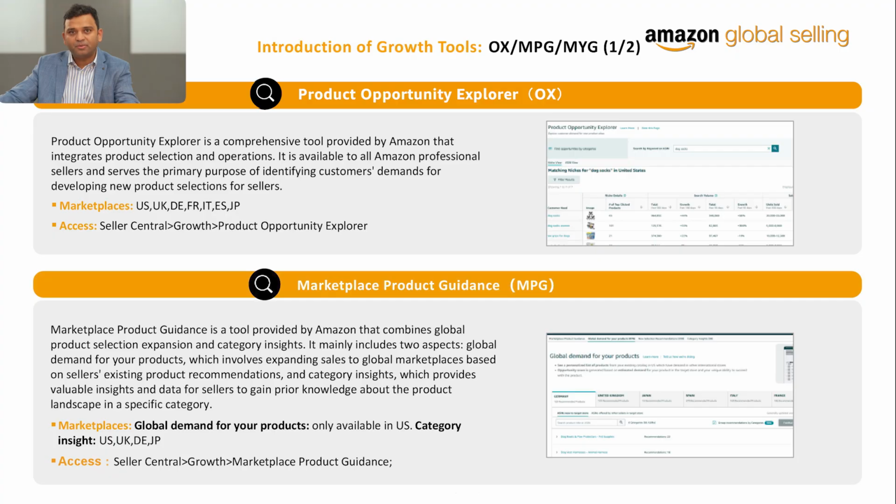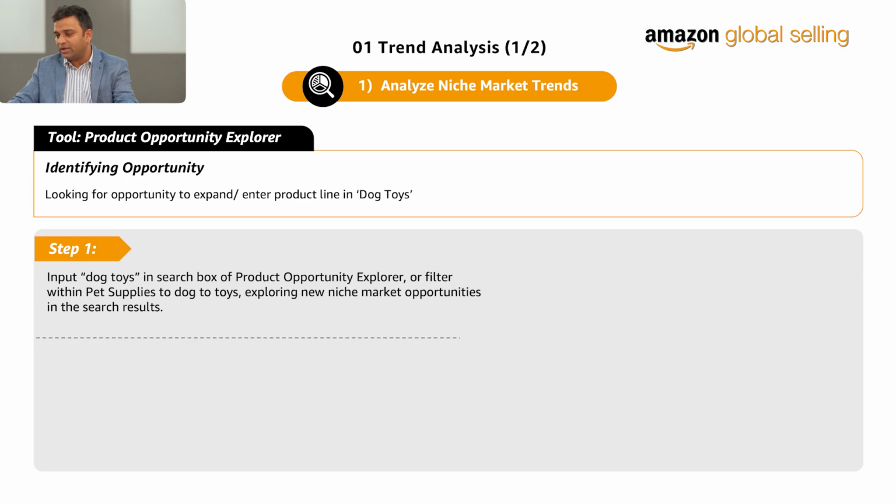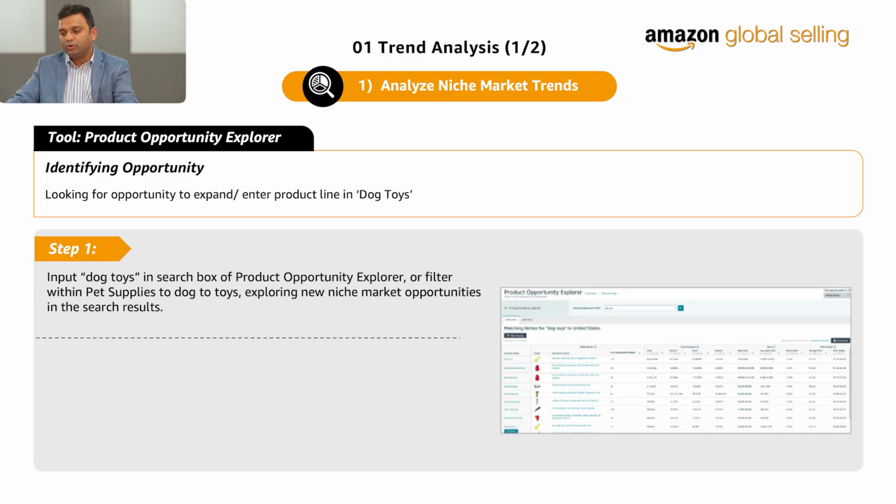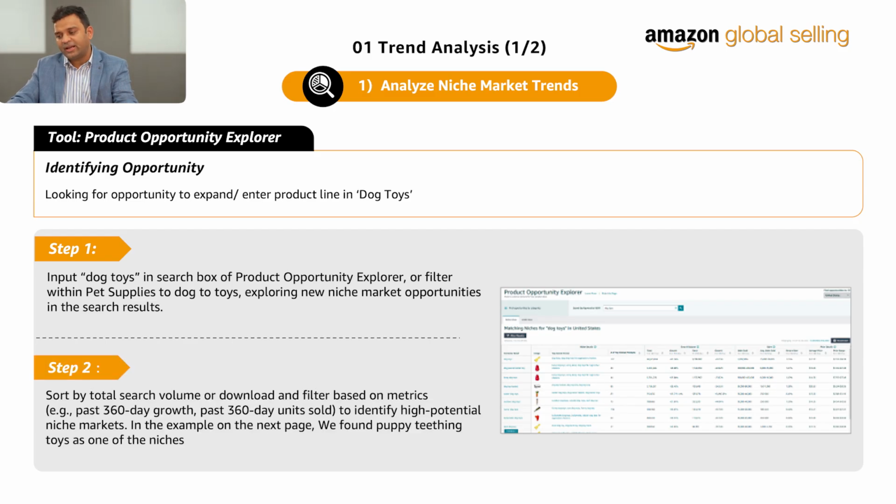You can find that product by logging into your Seller Central, going to Growth, and in Growth, the Product Opportunity Explorer. For this, let's take example of dog toys. Imagine a seller is interested in exploring whether dog toy is a nice market to enter. You can put in dog toys into the search box of Product Opportunity Explorer, or you can filter within pet supplies to dog toys and explore new niche market opportunity for dog toys. Once you do that, you can look at different metrics of various niches that exist in dog toys. You can sort them by 360-day growth, by units sold, and various other metrics.